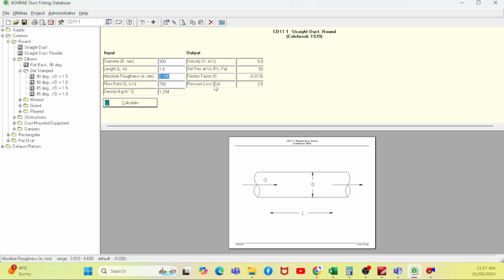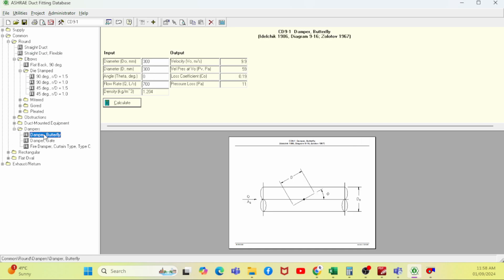If you go to any of the software, for example for the straight duct, you will get the friction factor. If you go to any of the elbows, or say I have a damper, you will find the loss coefficient. So you will find the fittings here, for example this is CD91, right? There are different types of fittings, depending upon the angle, how much your blade is rotated. The more it is towards closure, the more pressure drop you have. If it is towards open, then you have less pressure drop. Based on the angle, you can get the loss coefficient.